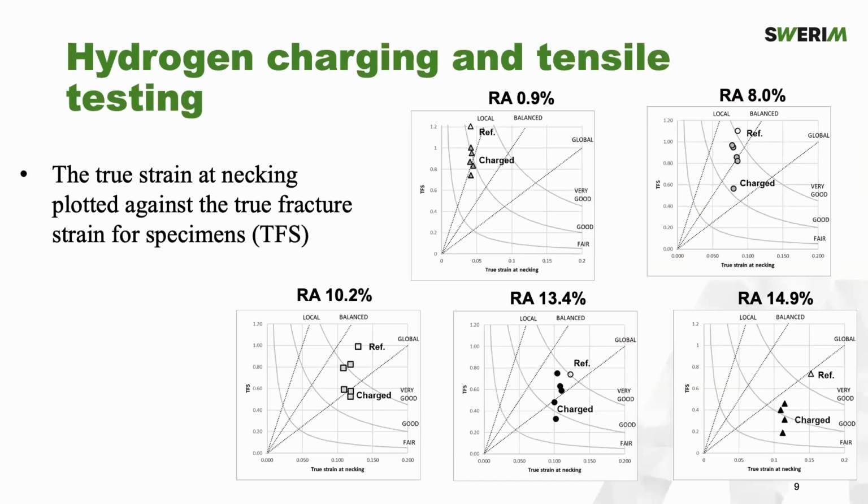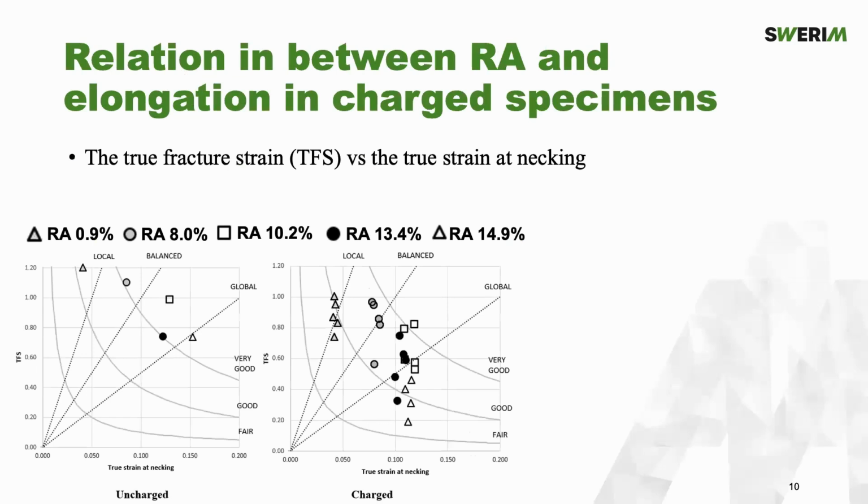So what happens when you charge, and how will that look in the results? Well, we can see in all of the samples a significant effect of the tensile testing between the reference sample, which would be the uncharged, and the charged sample in all 5 materials. So let's go a little bit more into depth on the different things we can observe. If you look at the true fracture strain, the local deformability, we can see that it decreases for all 5 materials.